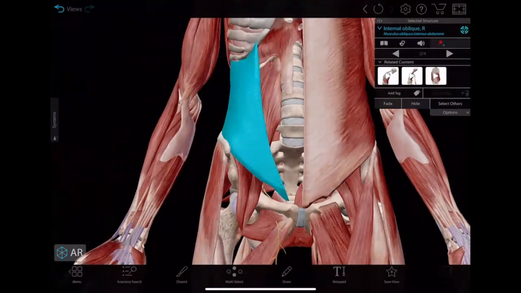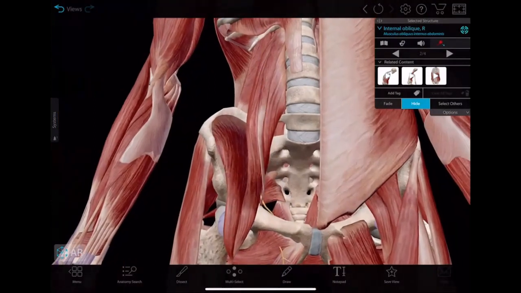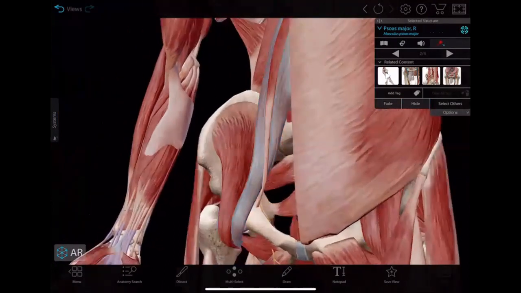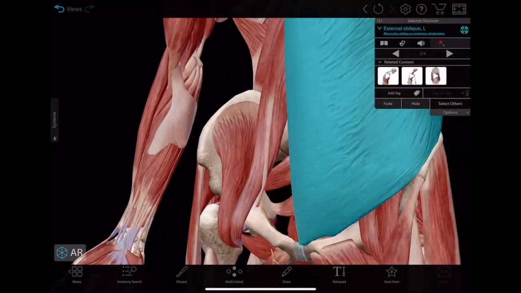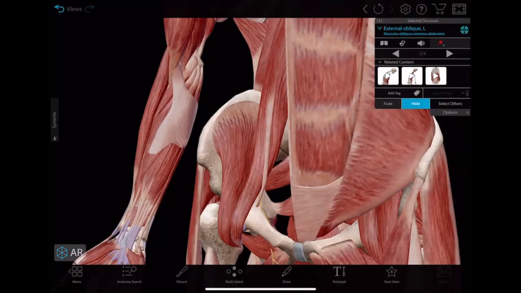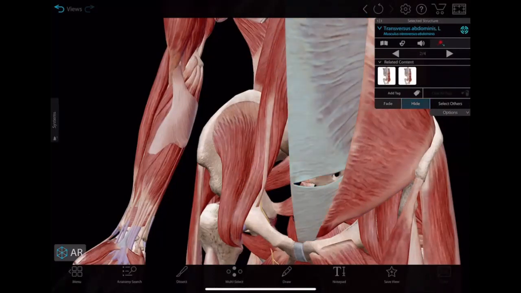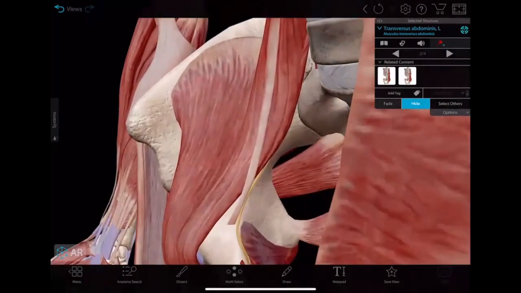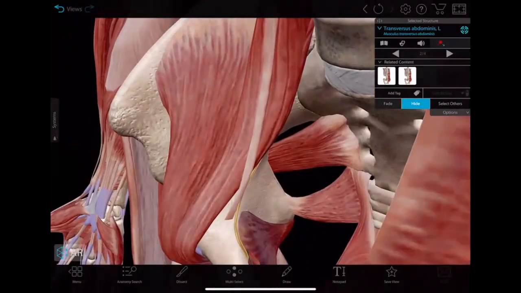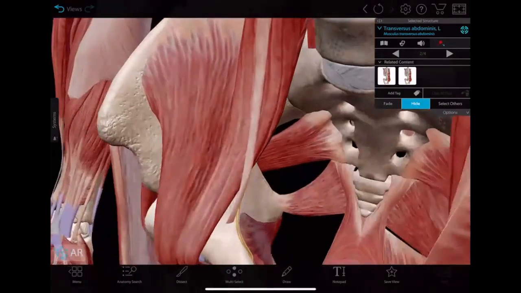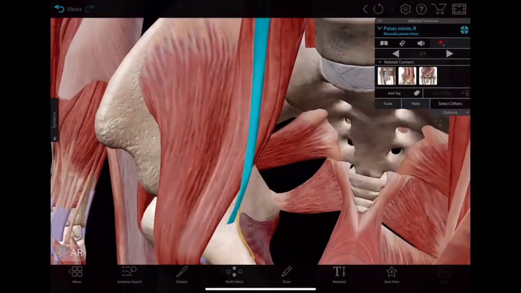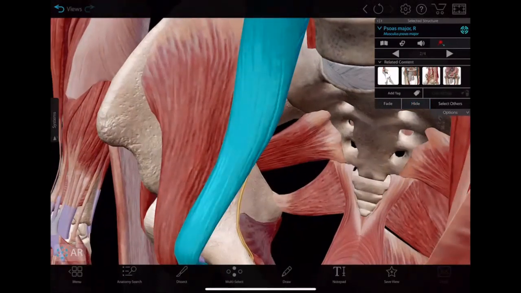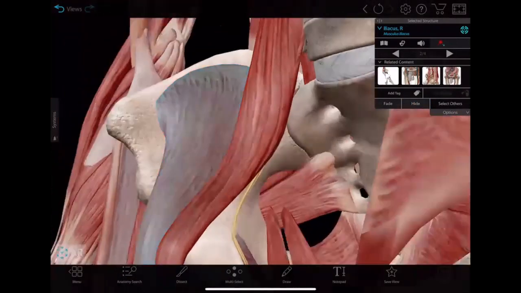Let's do this. So this one is psoas major, right? From the medial border of psoas major, it is crossing the pelvic brim. So that one is the medial border of the psoas major. This one is psoas major and this one is iliacus.